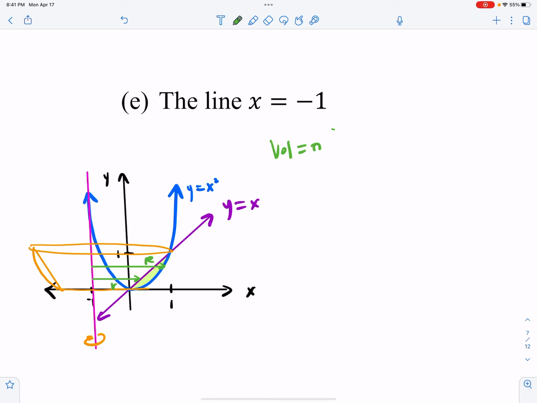Volume would be pi times the integral from 0 to 1 of (the square root of y minus -1) squared minus (y minus -1) squared, dy. We're missing a grouping symbol, dy.